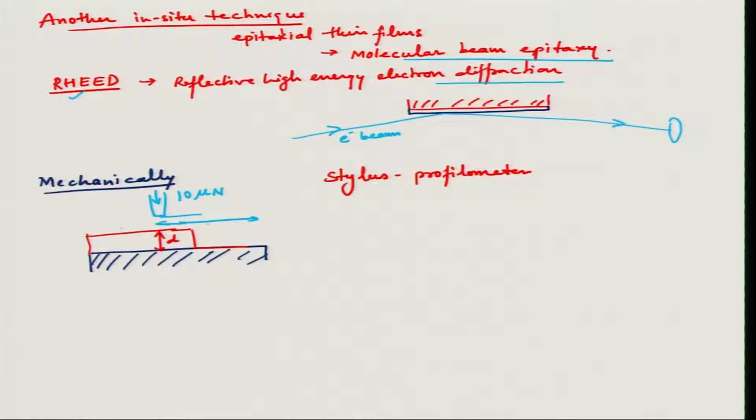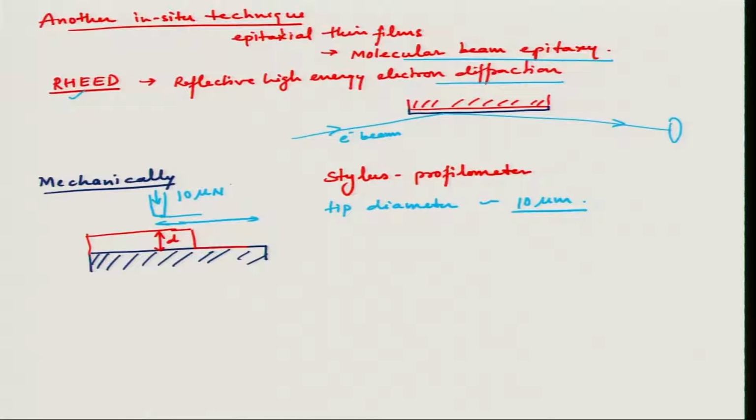So, as it scans over the top of this, as soon as it gets there, this tip goes down because of this load, and then it will detect the change in position of the film, which can be detected by a monitor and can give you the film thickness. So, this will give you a film thickness. The tip diameter for this is usually in the range of 10 micron.